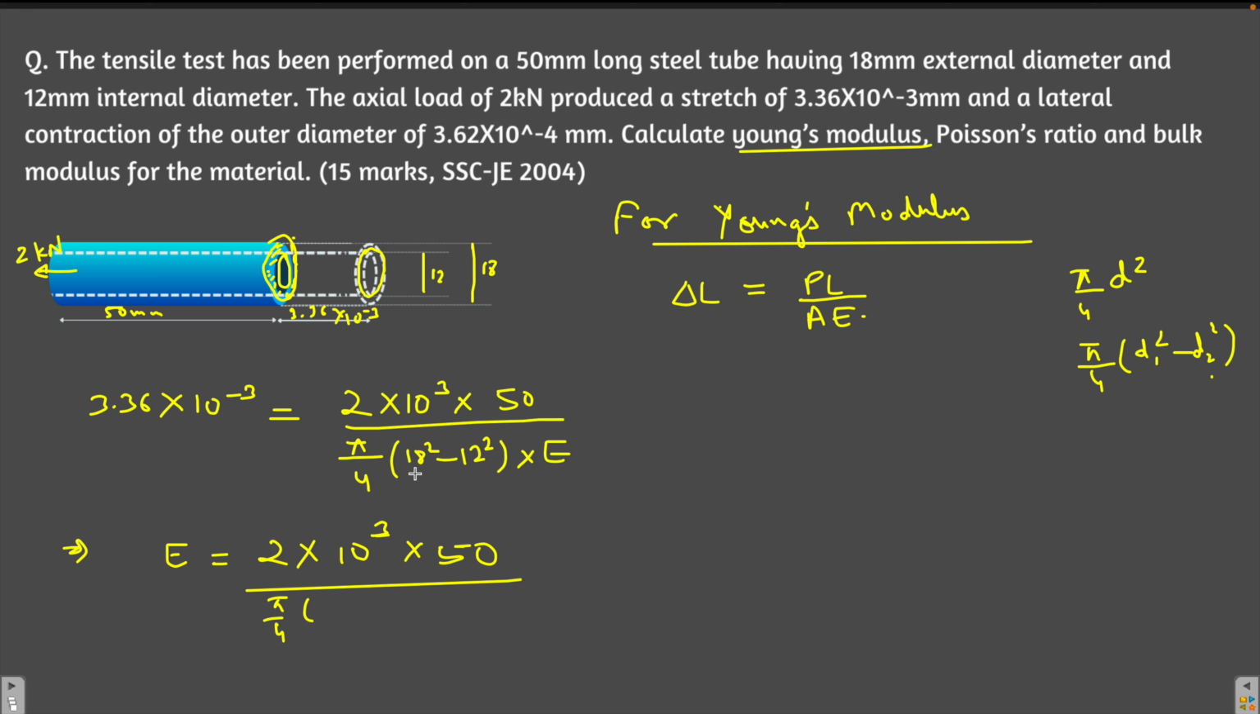We can use the formula a square minus b square is a plus b, a minus b, in order to ease our calculation, and this quantity will come in the denominator.